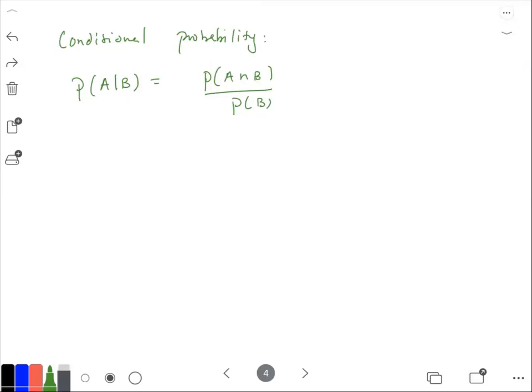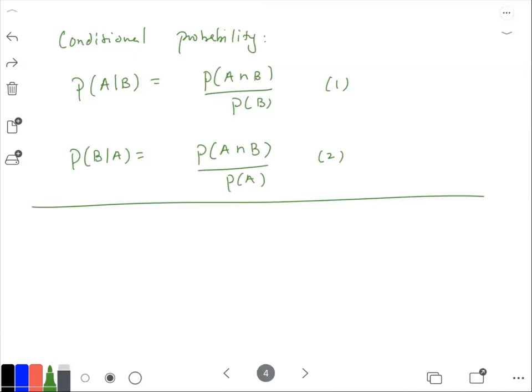So that's one equation. Another one would be, if we switch around B and A, this is the probability, again, of A intersection B. B intersection A and A intersection B are the same thing. And then over the probability of A. So this is a second equation.